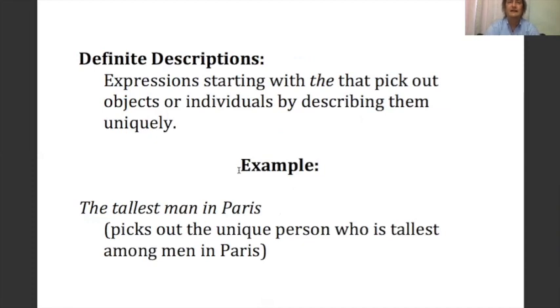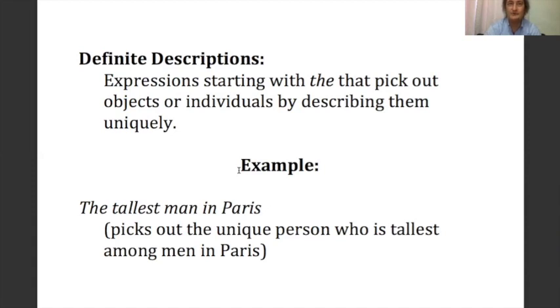We also have definite descriptions. These are expressions starting with "the" that pick out objects or individuals, usually by describing them uniquely. So the expression "the tallest man in Paris" picks out somebody, just like Shinzo Abe picks out somebody. But in this case, it picks them out by describing them.